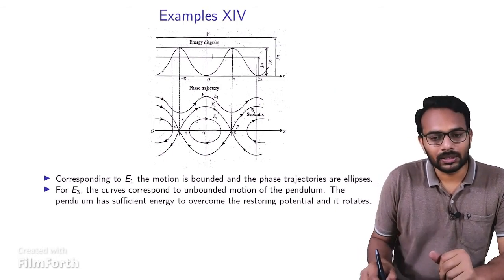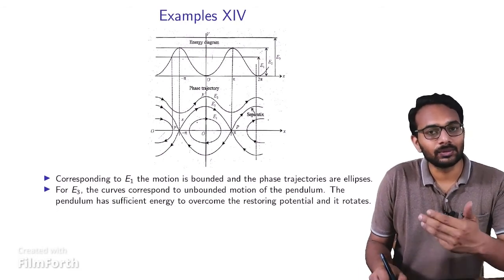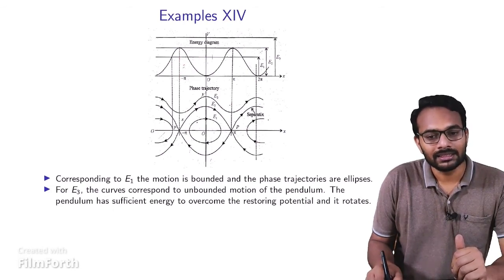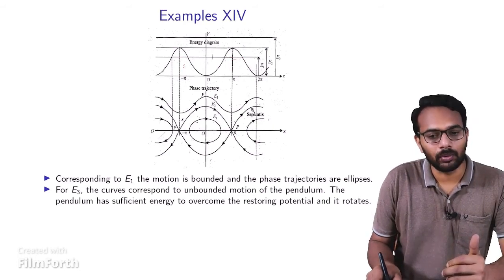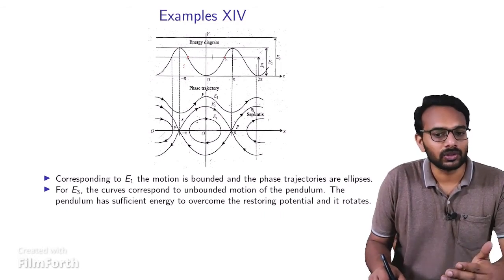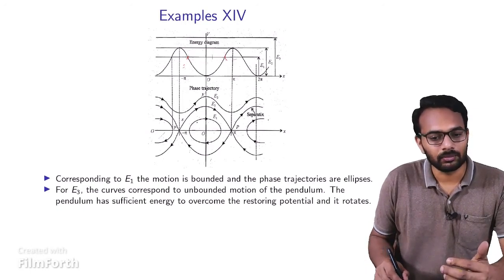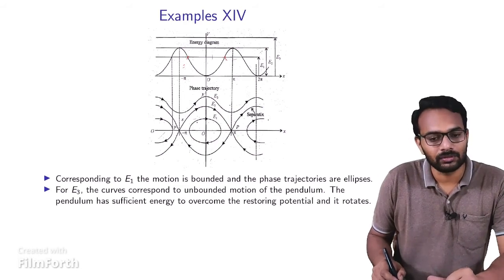First, let's look at energy E1. Immediately we see that there are regions which are classically forbidden. For example, in this region E is less than V, so this region is classically forbidden for E1. Similarly, this region is also classically forbidden for E1. But between these two points it has a periodic motion, because it just looks like the harmonic oscillator potential. Of course, it's also a simple harmonic oscillator for small oscillations.